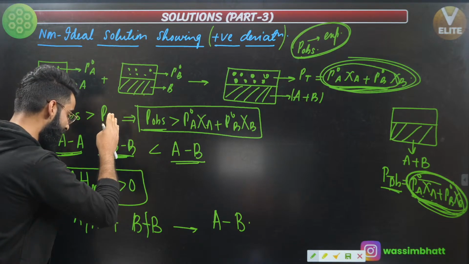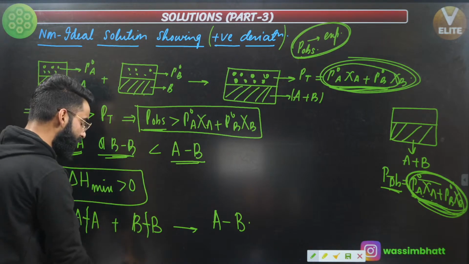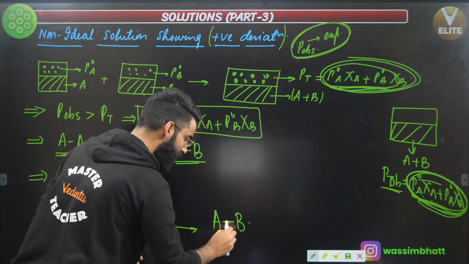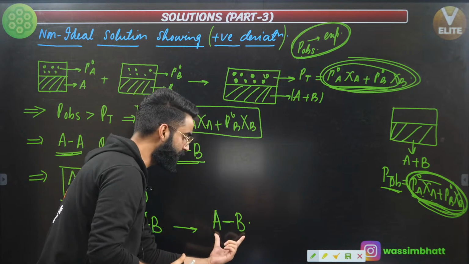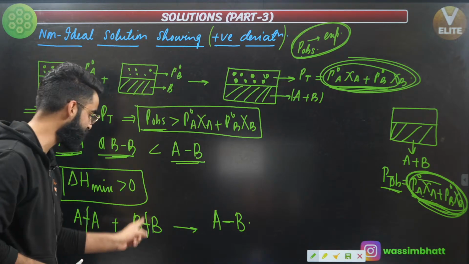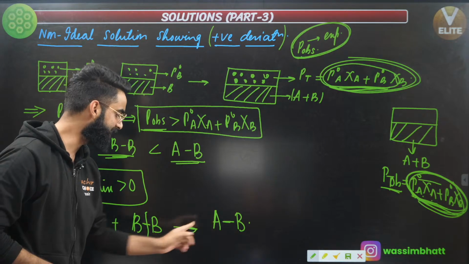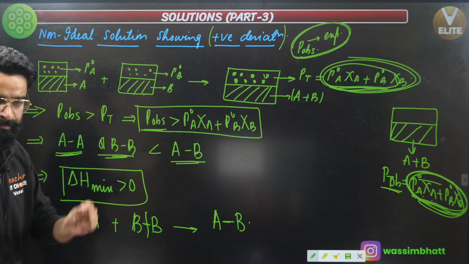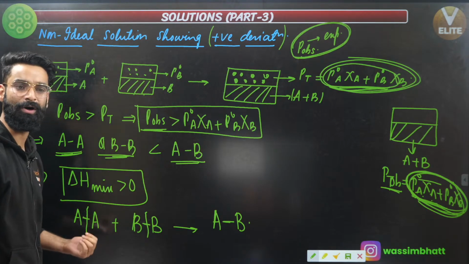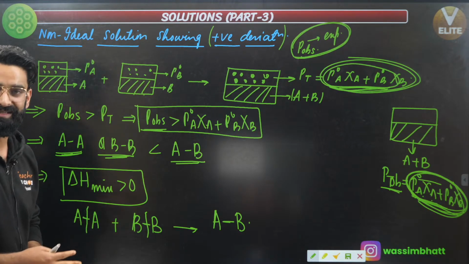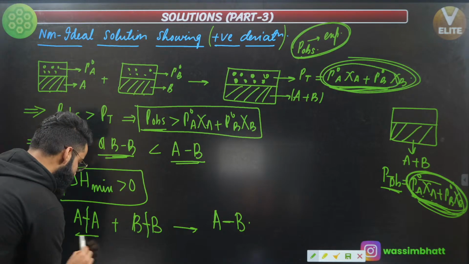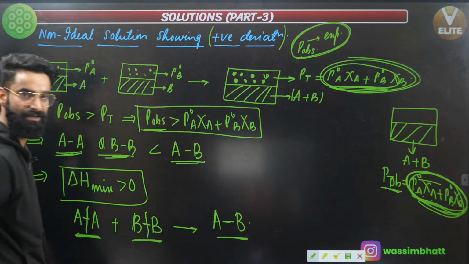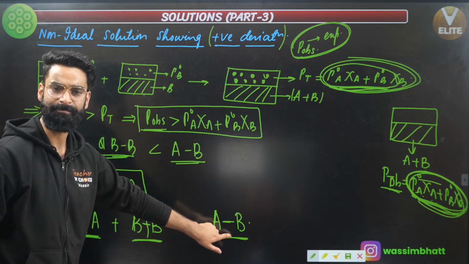So first, this force of attraction should be broken down. And once it is broken down, only then will this bond get formed. First, this force of attraction should be broken down, then only this A and this B will start interacting with each other. Now we know breaking of bonds is endothermic and formation of bonds is exothermic. So in this process, energy is absorbed; in this process, energy is released.